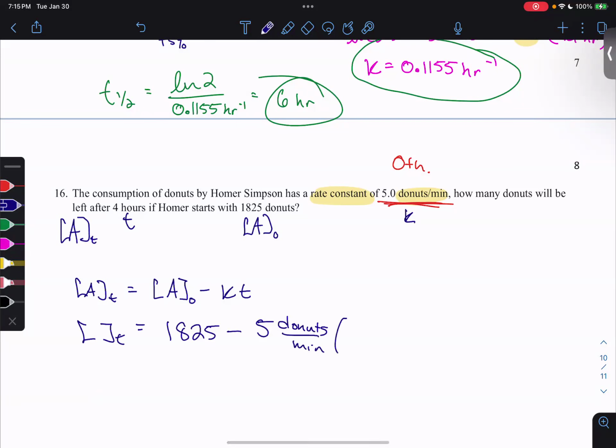But we have a problem. Can we just put 4 hours in for T? No, we have to convert that. So 4 hours, turn it into minutes. That's probably the easiest way. 4 hours, 60 minutes. I think I can do that in my head.